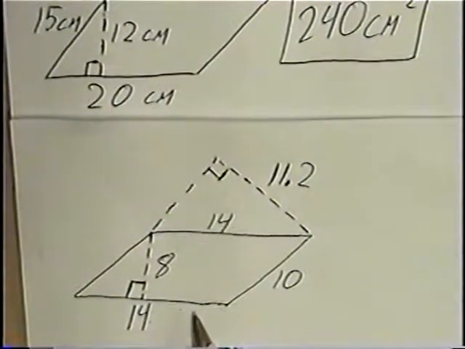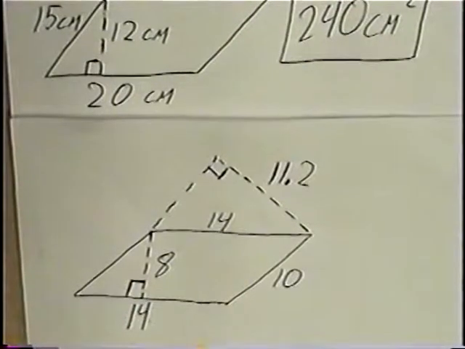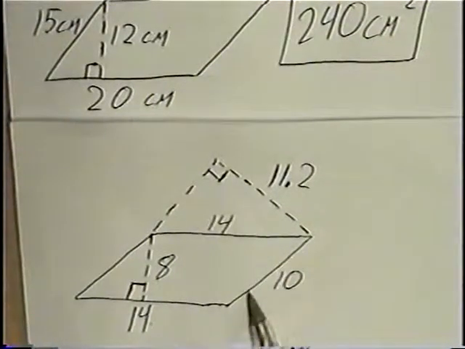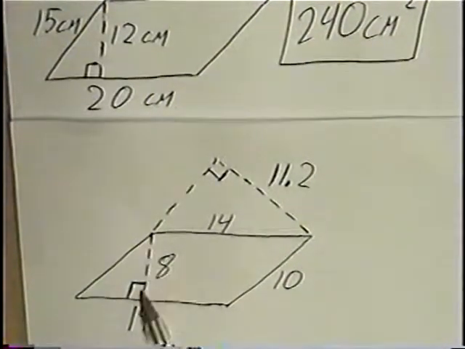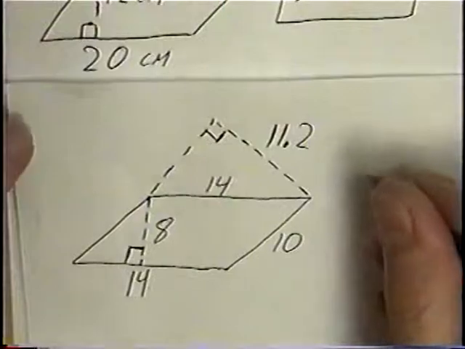The height, again going from the base, is how tall the shape is from the base to the top of the shape. Going straight up again, the height would be 8. The 10 is not the height since it's a slanted height. We want the height that goes straight up and down, which would be 8. Base times height, or 14 times 8.